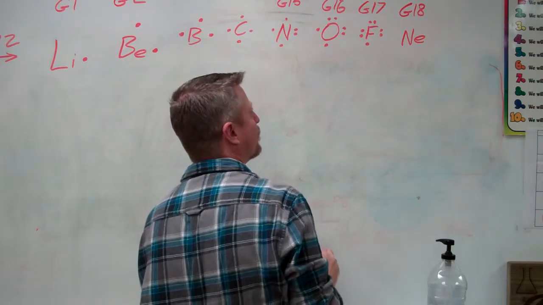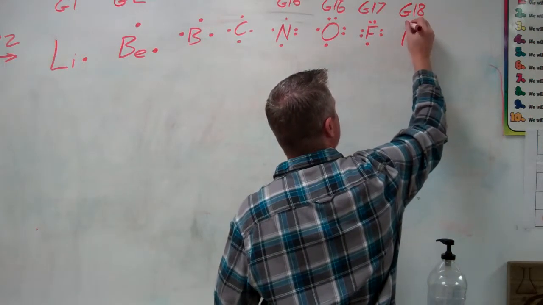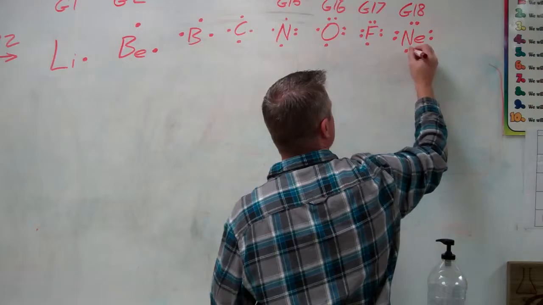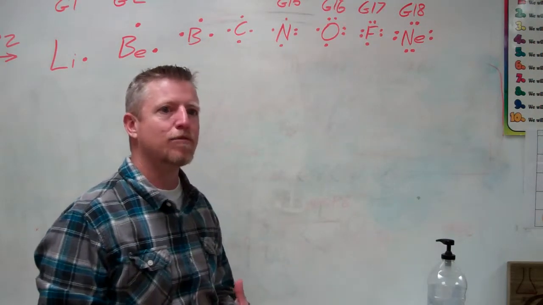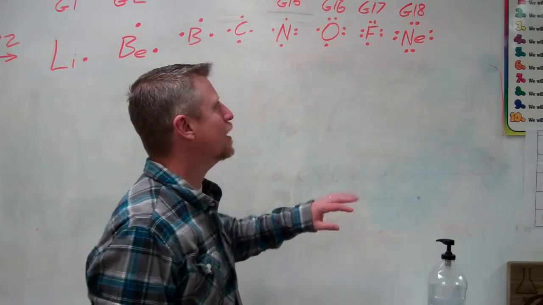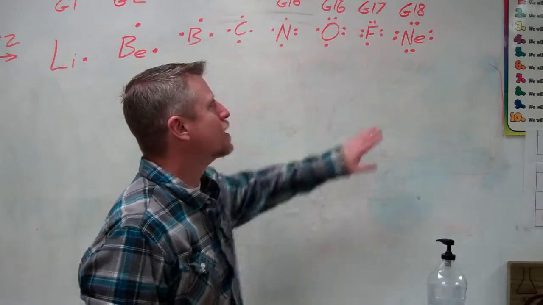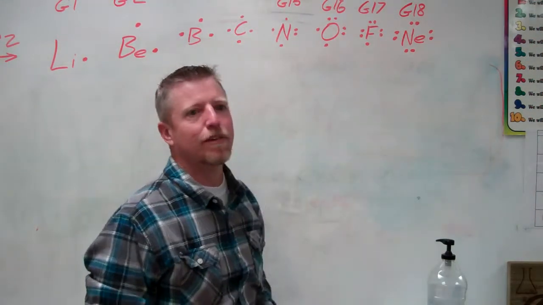How many should I put for him? 8. And how many can the outer ring hold? 8. See, he doesn't want to get any electrons, and he doesn't want to give any away. He's very greedy. He wants to keep what he has, which makes sense because he has everything he needs, so why give it away? And he doesn't want to take any either. So he's completely stable. He doesn't want to steal any from anybody, and he wants to be left alone.